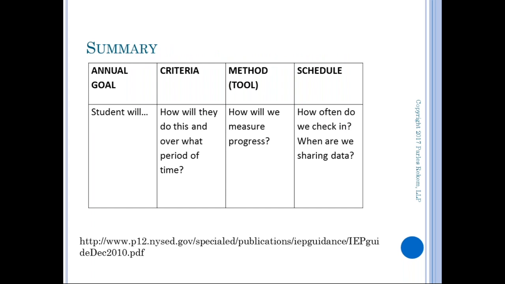Next page. So in summary, on goals, in a nutshell, you want the goal to say that the student will do something, whatever it is that we're looking to work on, how they'll do it and over what period of time, how we'll measure the progress, and it needs to be a way that makes sense given the goal and the program, and how often we're going to check in, and when we're going to share the data with the parents and with the team.